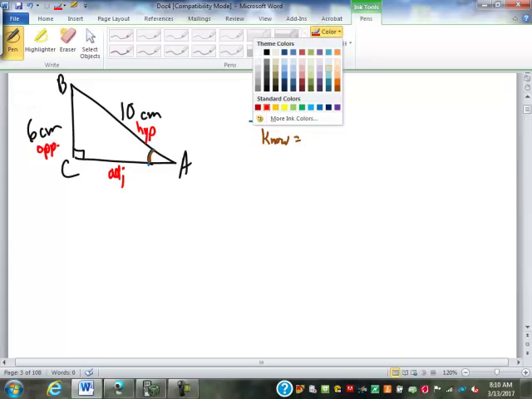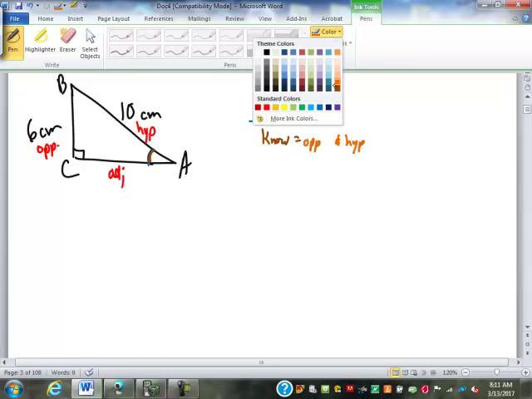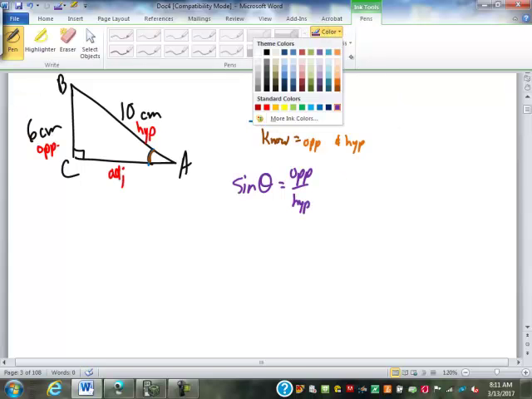So I know the opposite side and I know the hypotenuse. What trig functions deal with opposite and hypotenuse? Sine and cosecant. But cosecant, of course, is not on our calculator. So we're going to deal with the sine. From our definition of sine, sine of theta is opposite over hypotenuse. That's hard to keep straight, too. It's the same thing as before, secant and sine.